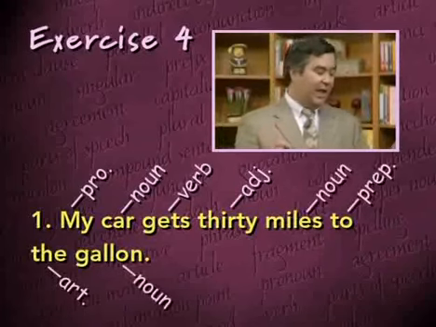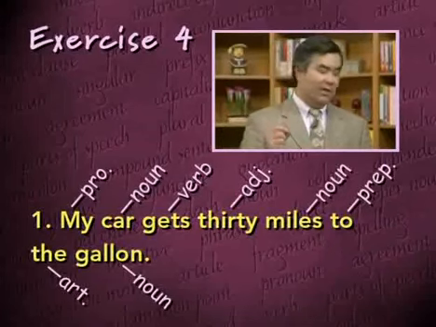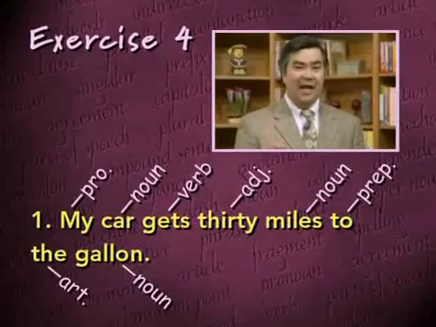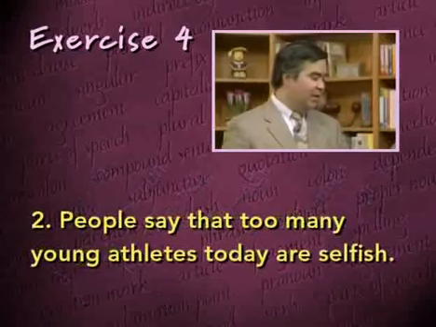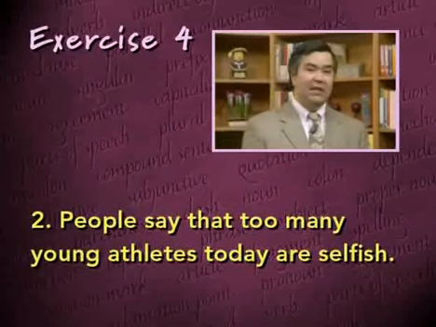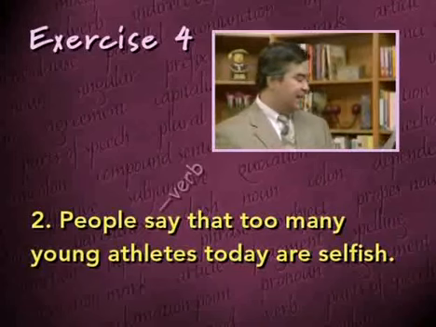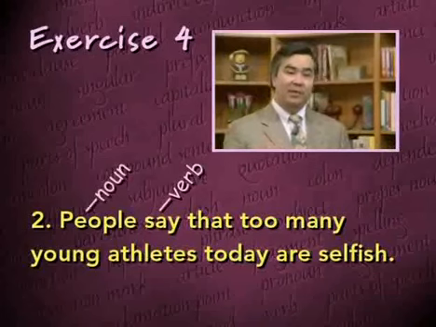So 30 is an adjective. It modifies the noun miles. To is a preposition, and it's followed by the article the and the noun gallon. Now let's look at the second sentence. People say that too many young athletes today are selfish. There are two verbs in this sentence. Say is the first verb, and its subject is the noun people.